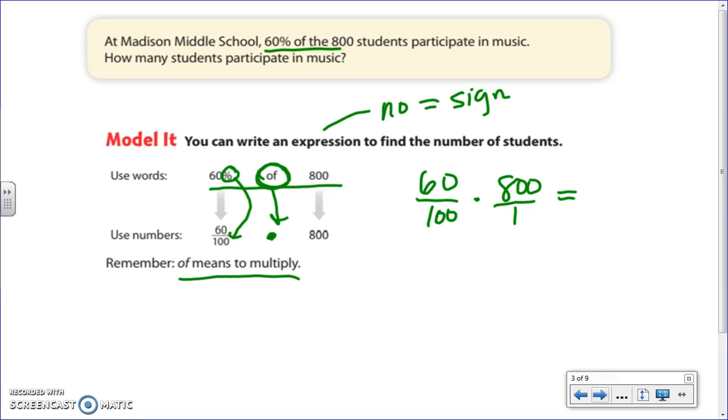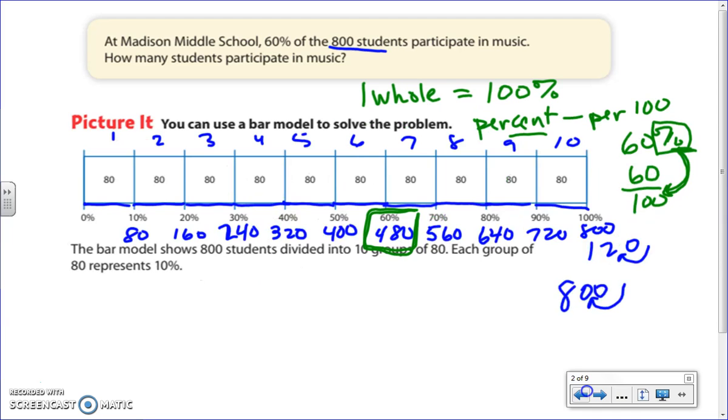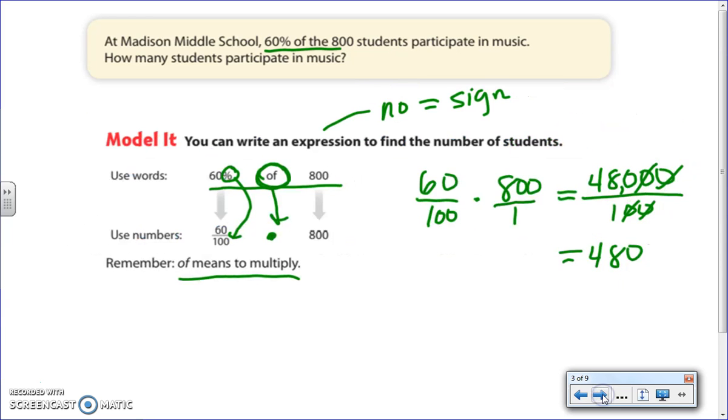And I know tricks with zeros. I hope that you've been exposed to those as well. I know 6 times 8 is 48, and I see 1, 2, 3 zeros. So I'm going to put 3 zeros, 48,000. And on the bottom, I know 100 times 1 is 100. I also know little tricks on base 10 that have to do with division with zeros. So if I divide 48,000 by 100, I know that I have 480. And you can see from before, we thought that we should have 480 students as well.